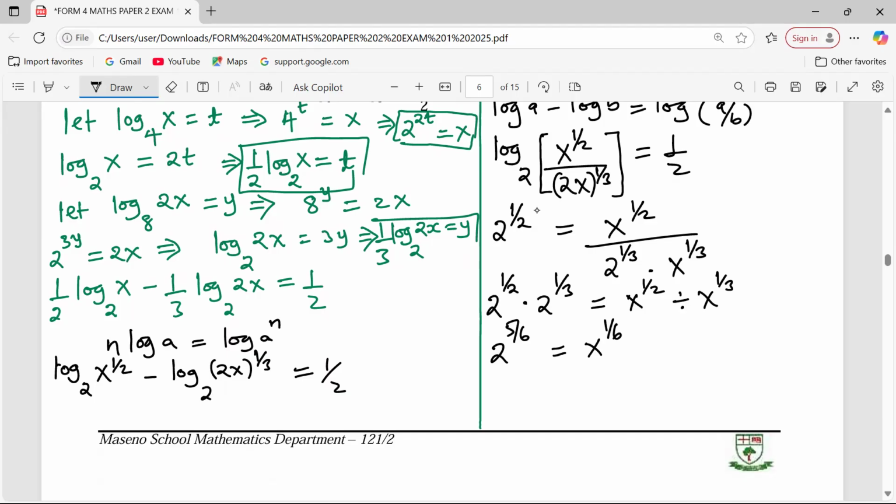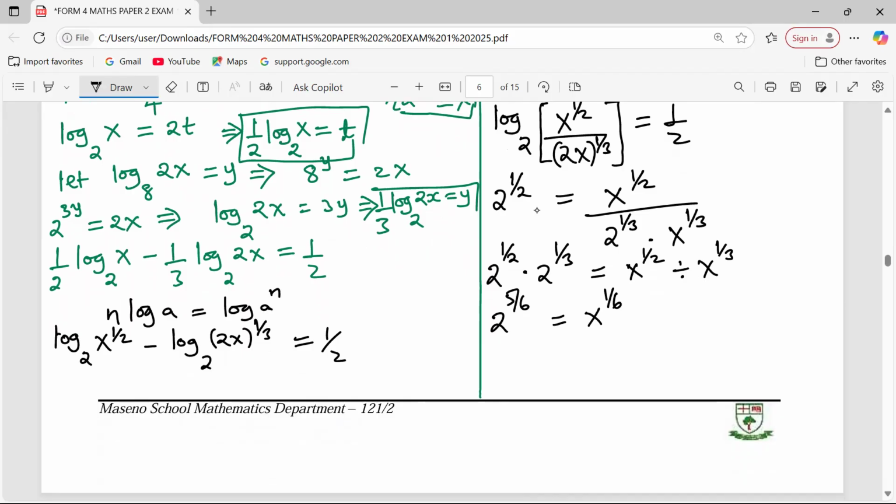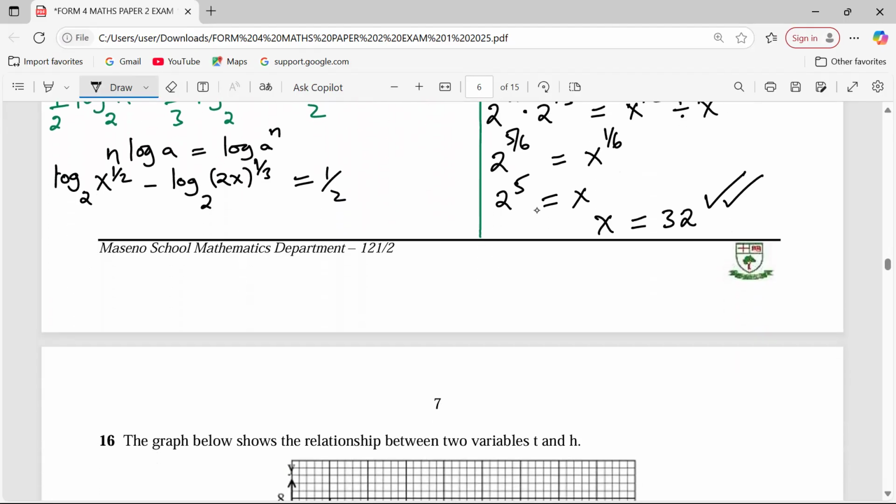So x power a sixth is the same as 2 power 5 over 6. So power a sixth means root 6, which is being taken on both sides. And so that can cancel, and we shall have 2 power 5 being equivalent to x. See, now the value of x can be concluded to be 32. So the value of x is equivalent to 32.